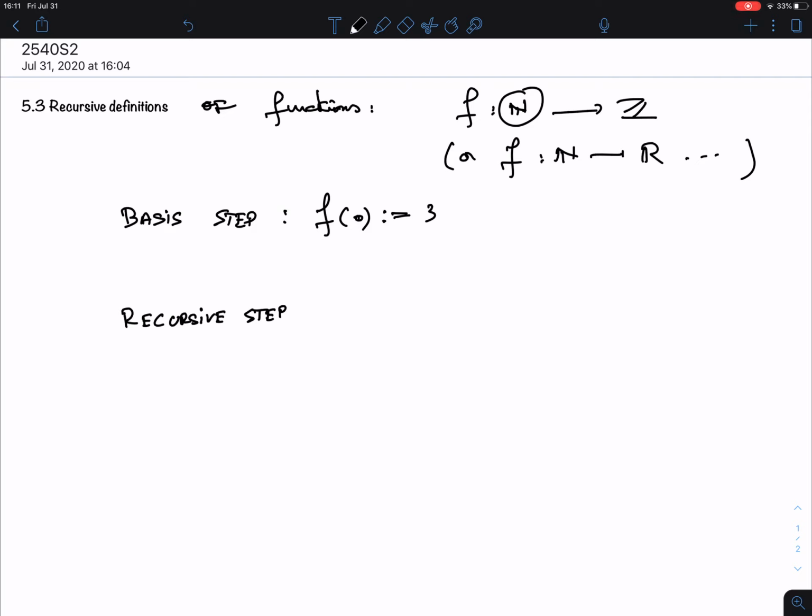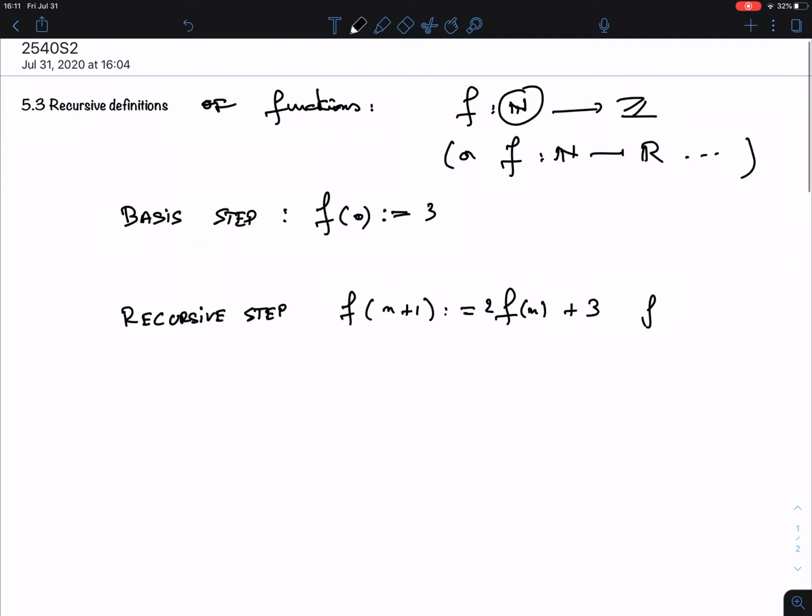So that's the definition. We say f(0) is equal to 3. We're defining this function, and then the next step is that the next value of the function is obtained by taking twice the previous value and adding 3 to that. Okay, that's an example of a recursive definition. Now, for which n is this? For all n at least 0.